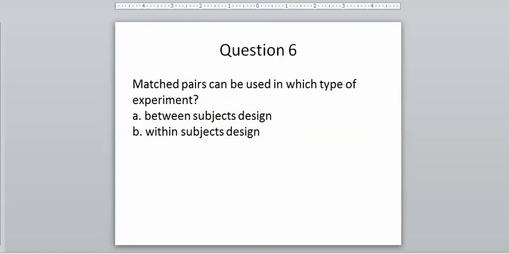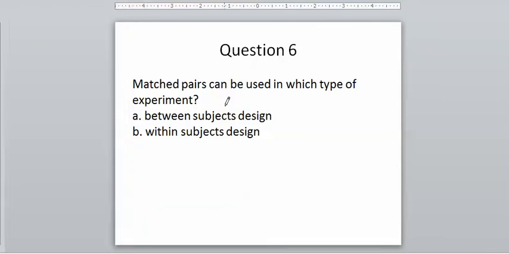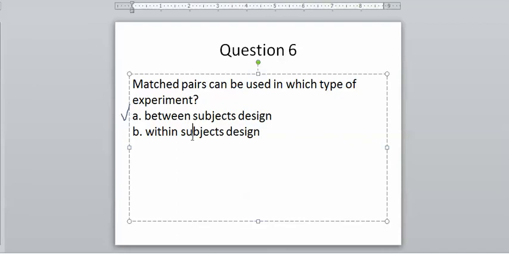Matching is used in a between subjects design because matching is used when you have separate groups of people, meaning group 1 goes to condition 1, group 2 goes to condition 2. And you want to make the two groups as equal as possible. You want to make it so that they're similar types of people. And the way you can do that is by matching the people before you randomly assign them to conditions. So it's used in a between subjects design.